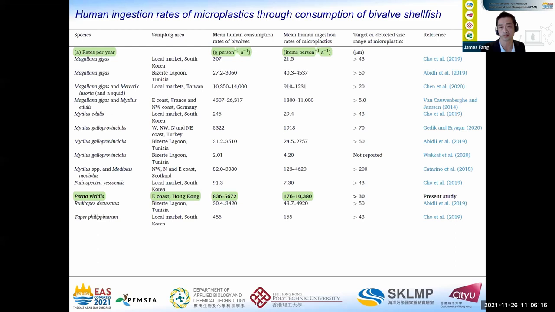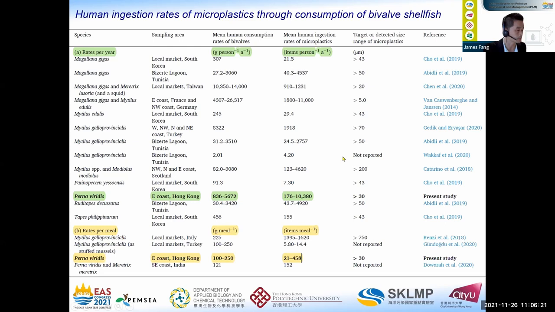The data can also be expressed per meal. How many pieces of microplastic can be consumed in a single meal if we consume bivalve shellfish? Again, I highlight our data here, up to 458. This number is higher than some other studies, but much lower than this study in Italy. Okay.